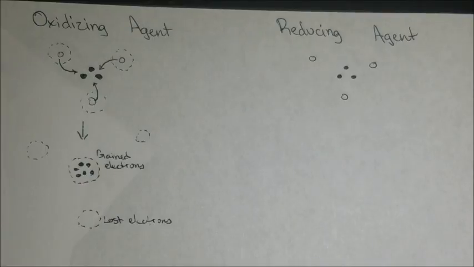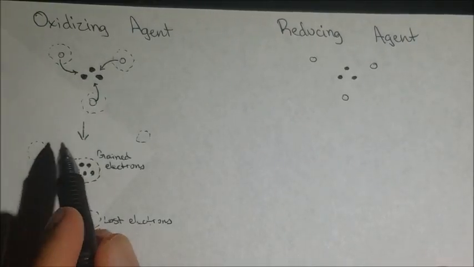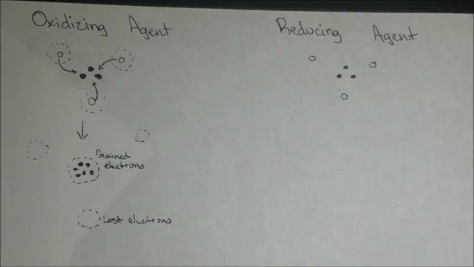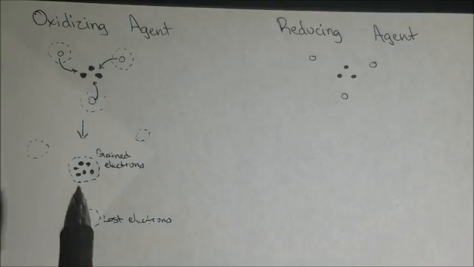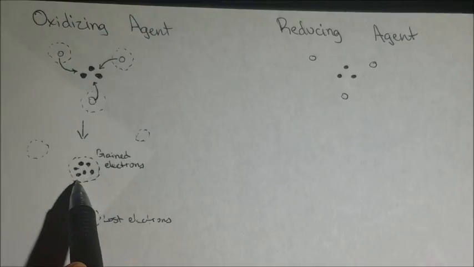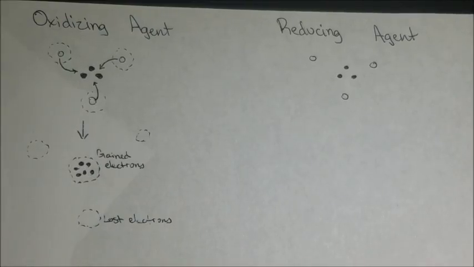And where does it get those electrons? It gets those electrons from nearby atoms. And so it is oxidizing those nearby atoms. And by that, what I mean is that those nearby atoms are losing electrons. All right, so by losing electrons, these are now oxidized. And so the oxidizing agent is what does the oxidation on nearby atoms. So nearby atoms lose electrons, and the oxidizing agent gains the electrons.